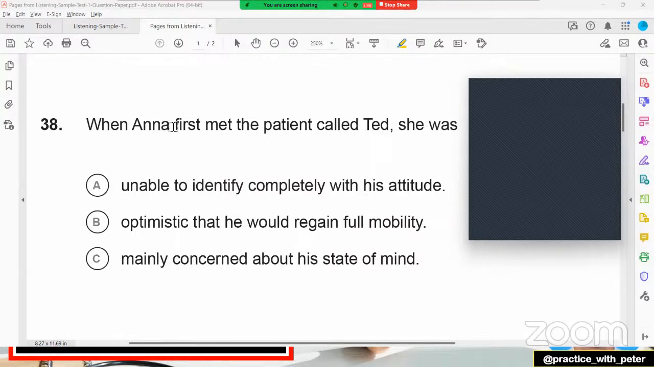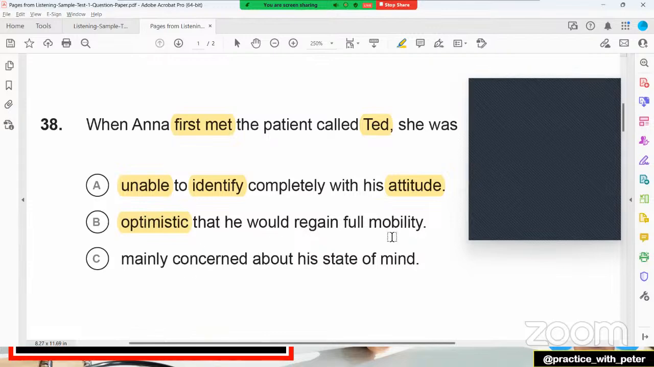Now, when Anna first met, that means in the first meeting, she met the patient called Ted. So the name of the person has come. So this is talking about Ted. She was unable to identify completely with his attitude. This is related to attitude. Then the next one is optimistic. Unable means negative, not able. Optimistic means positive.